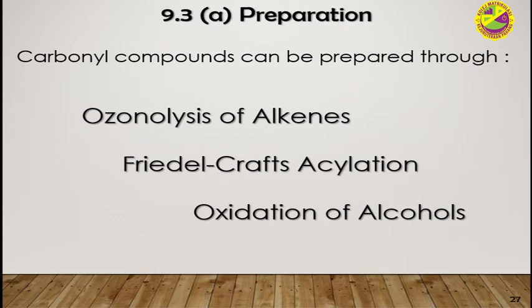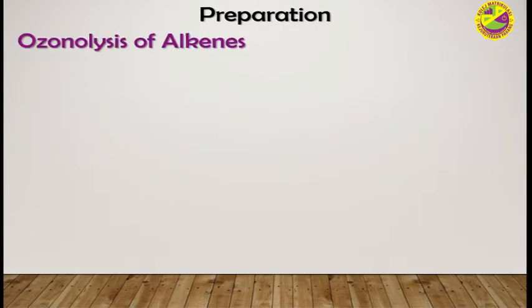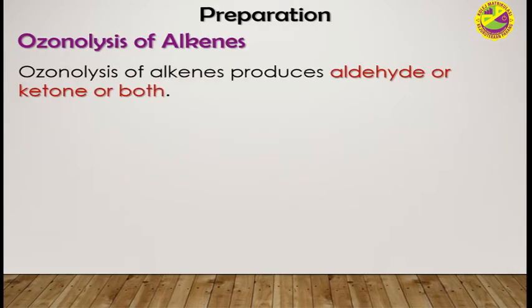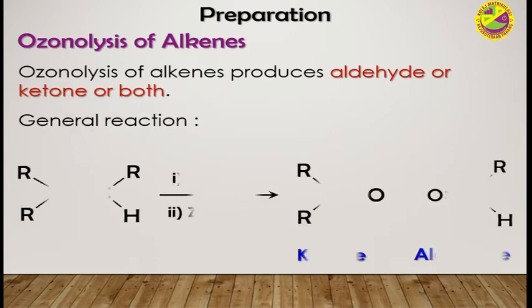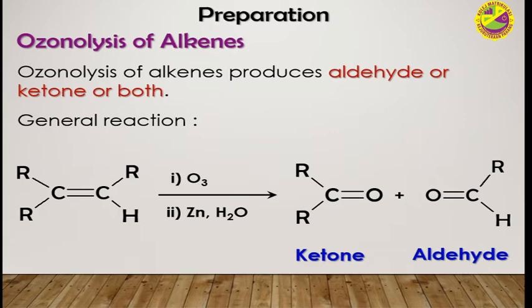Carbonyl compounds can be prepared through ozonolysis of alkenes, Friedel-Crafts acylations, and oxidation of alcohols. First, we'll look at the first method, ozonolysis of alkenes. Ozonolysis of alkenes produces aldehyde or ketone or both. The general reaction is as follows.